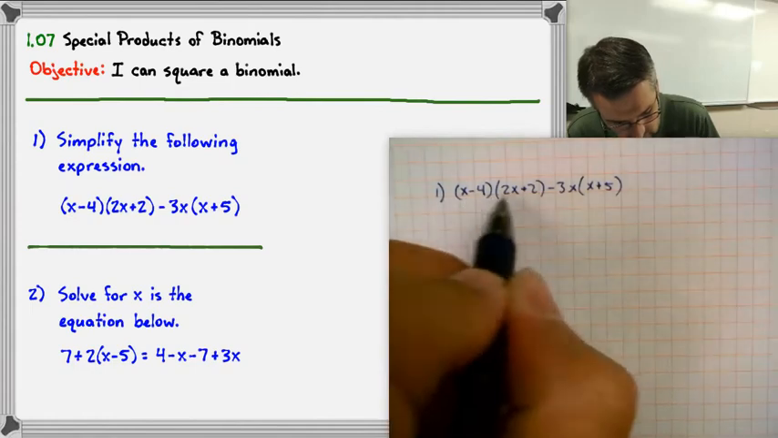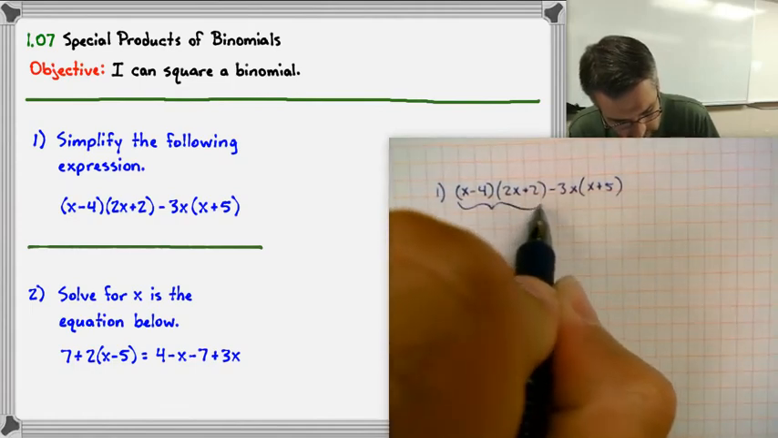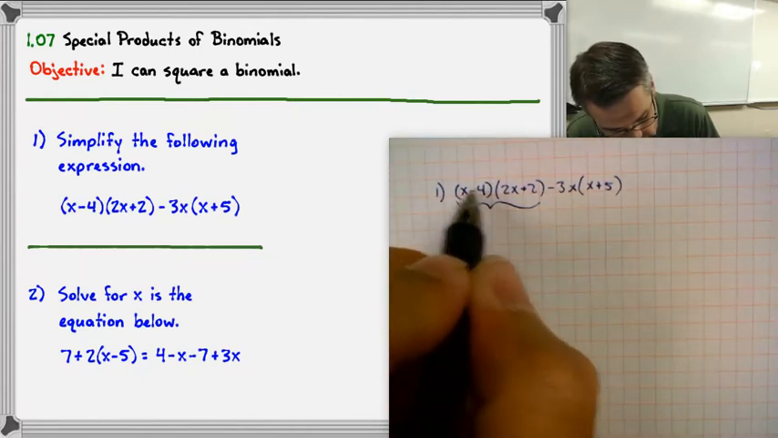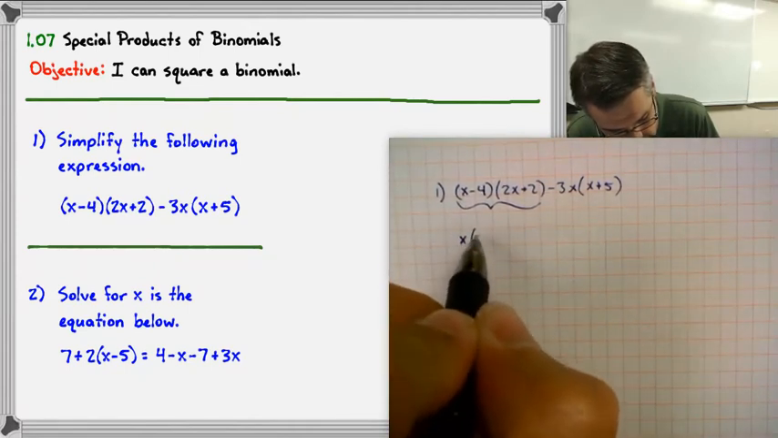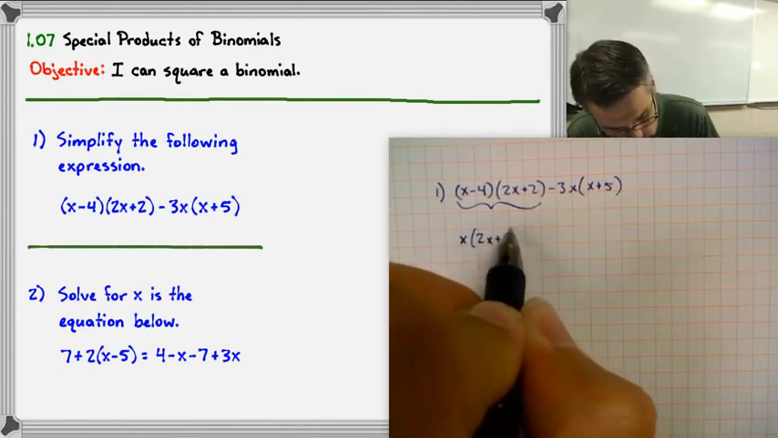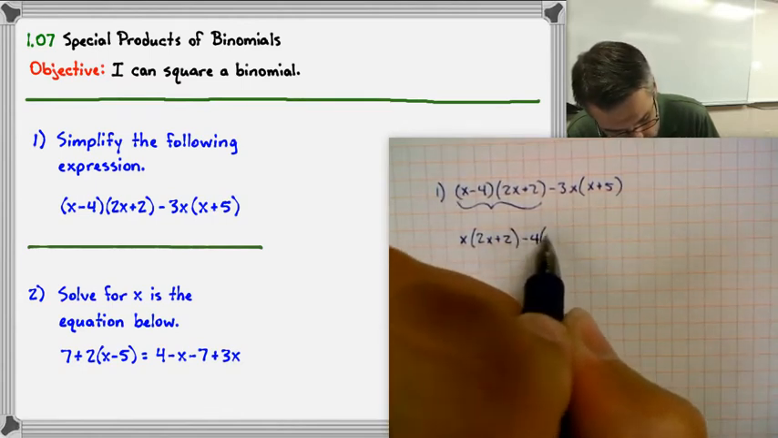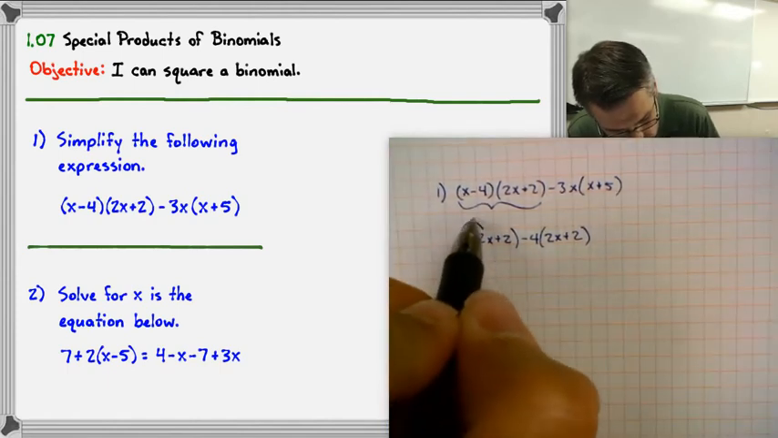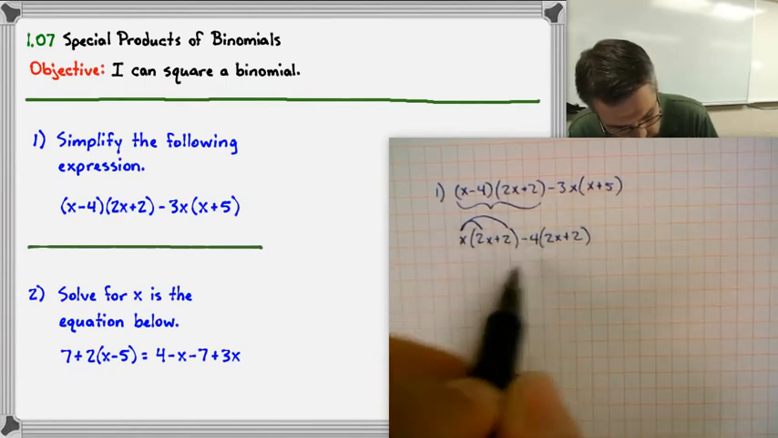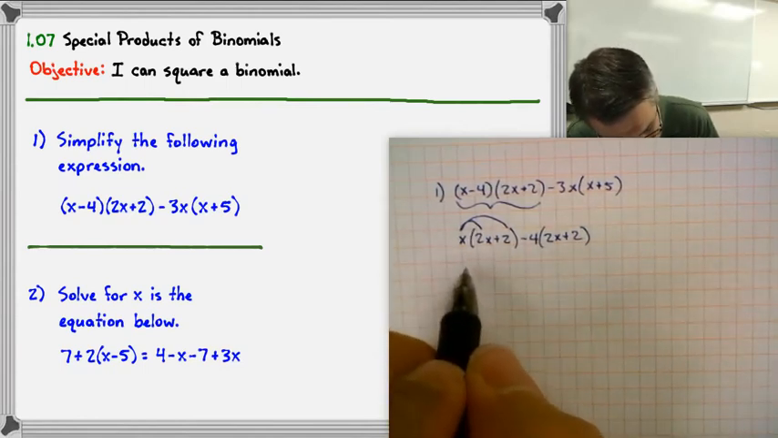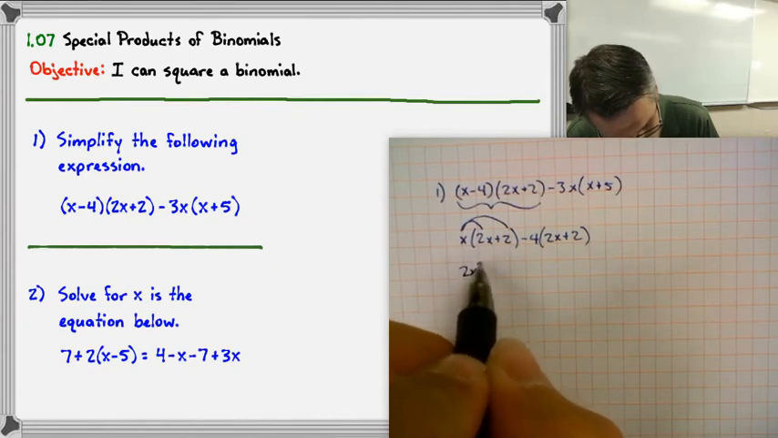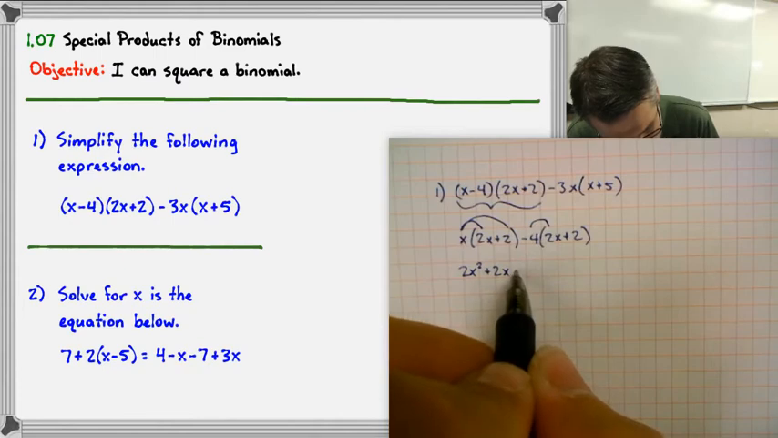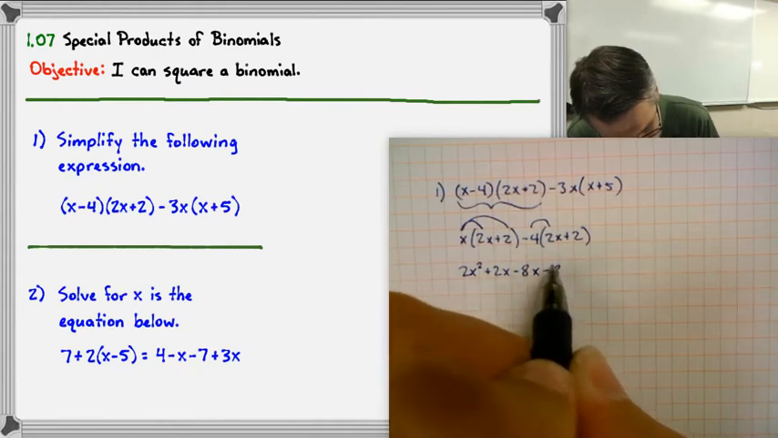So the first thing I'm going to do is deal with this part, the x minus 4 and the 2x plus 2. And you remember the way we do that is that we separate the first term. So it says x times (2x + 2), and then minus 4 times (2x + 2). Okay? Then we distribute each one of those terms into the binomials here. So we end up with x times 2x is 2x squared, and then x times 2 is 2x. Then we'll distribute the negative 4 there, so that's going to be negative 8x and minus 8.